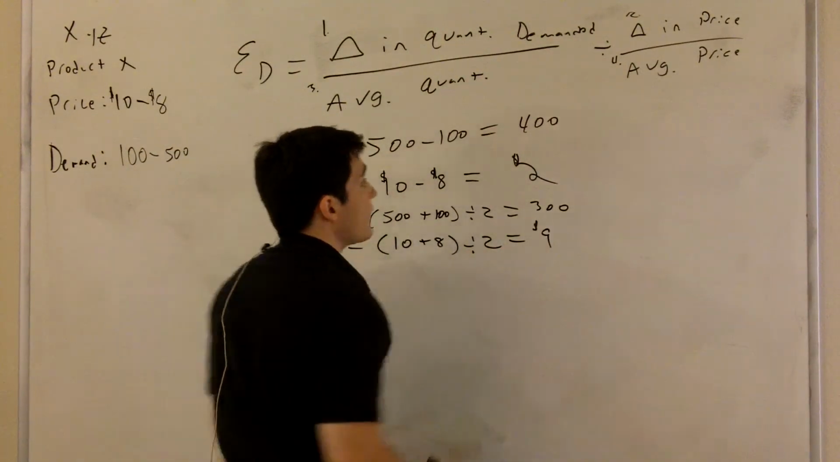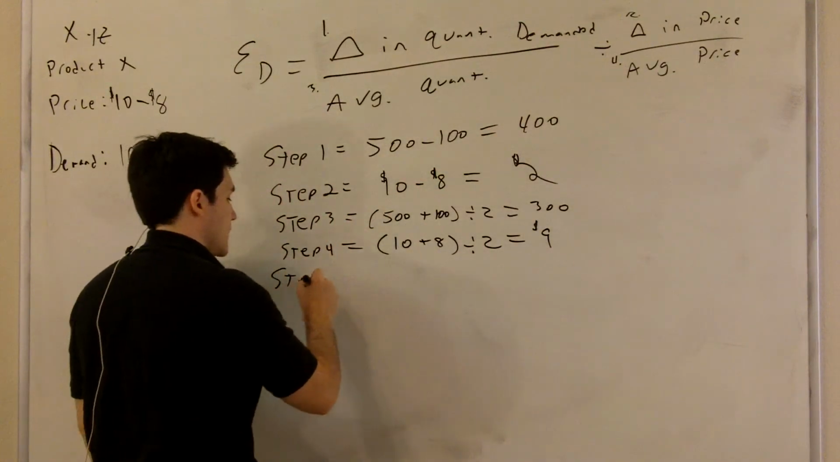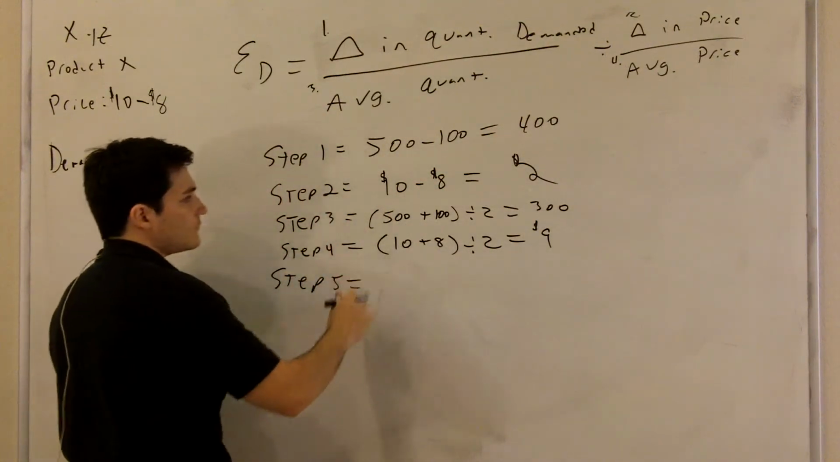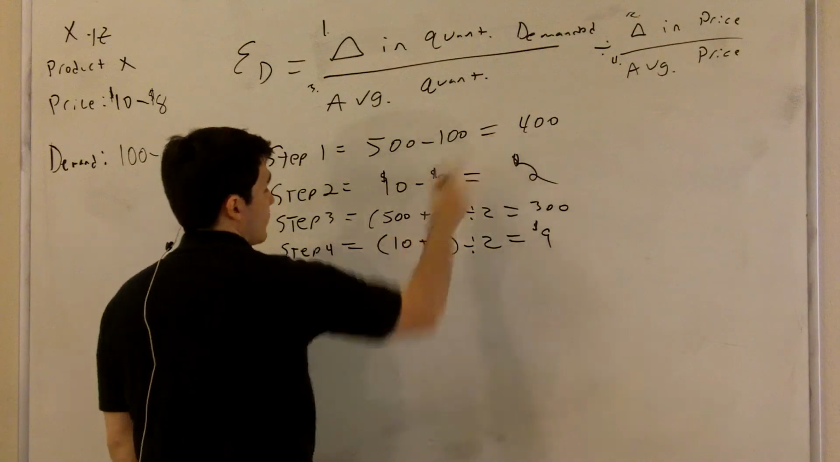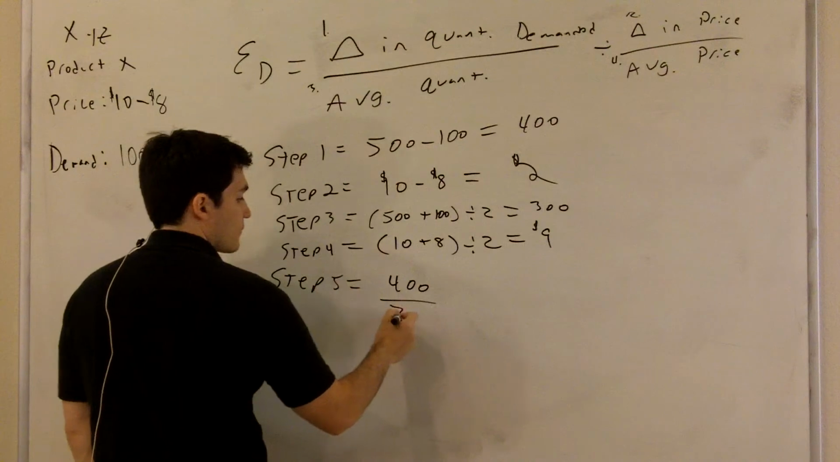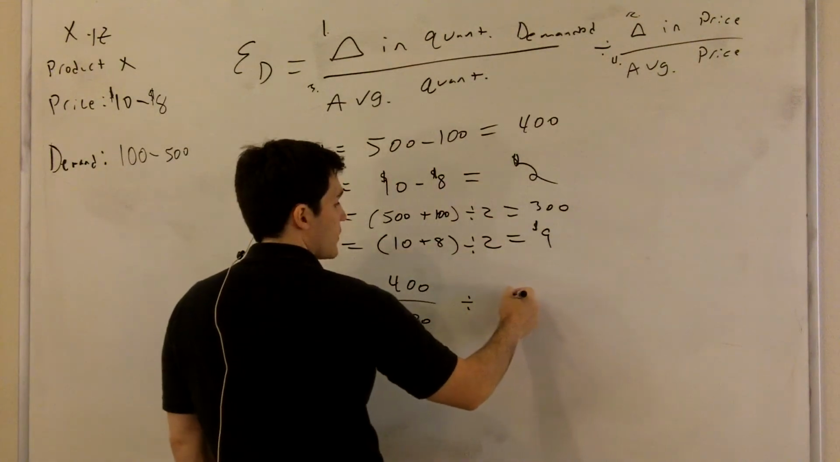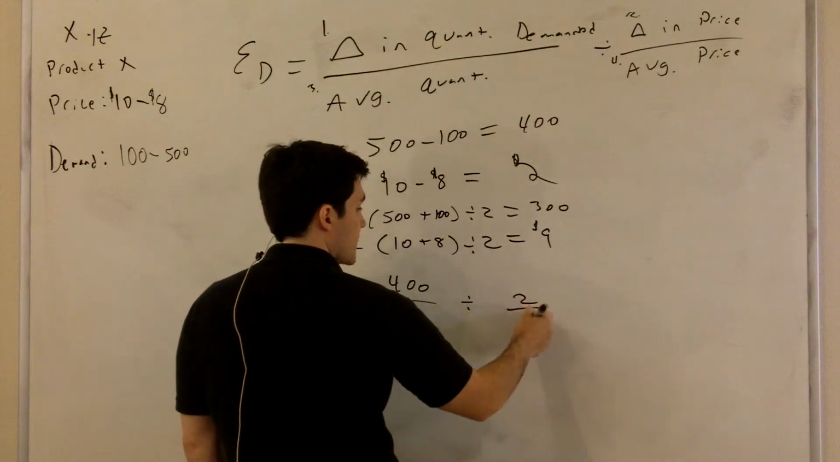All right. Step 5 is to plug it in and go. So step 5 is to plug. All right. So what are you going to do? You're going to take the 400, put it over step 3, which is 300, divide by step 2 over step 4, which is 9.